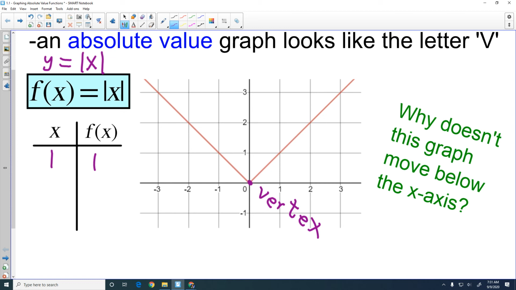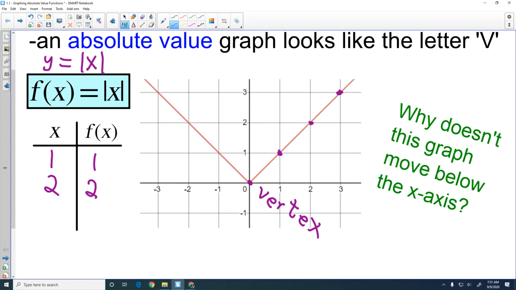So we get the point 1, 1. It doesn't even really change the number. It doesn't do anything to it. Same thing with 2. The absolute value of 2 is 2, so that's another point, 2, 2. And this pattern will continue, 1, 1, 2, 2, 3, 3, 4, 4. It's going to go on forever, right? And so this graph, if you're starting at the vertex, you can simply figure it out by going right one, up one, right one, up one.